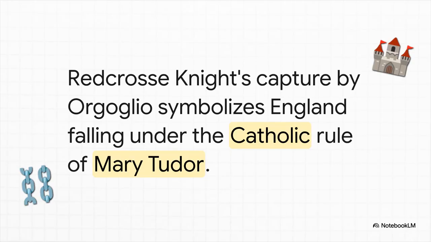And this is where it gets really brilliant, because the plot itself is part of the code. There's this moment where the Redcrosse Knight gets captured by the giant Orgoglio. Now, this isn't just a bad day for our hero. It's a direct symbol for that dark period in English history when Queen Mary, Bloody Mary, and her husband Philip of Spain brought England back under Catholic control. The fantasy story is literally mirroring real historical events.